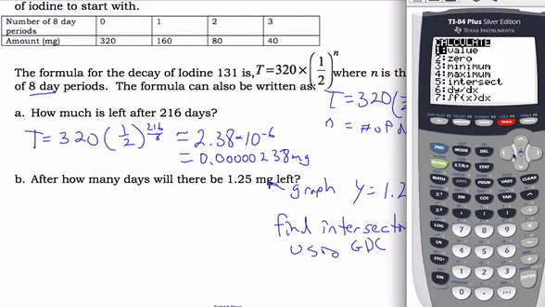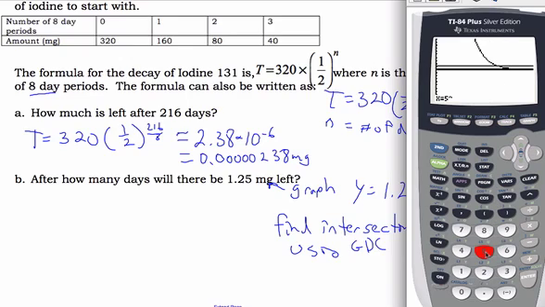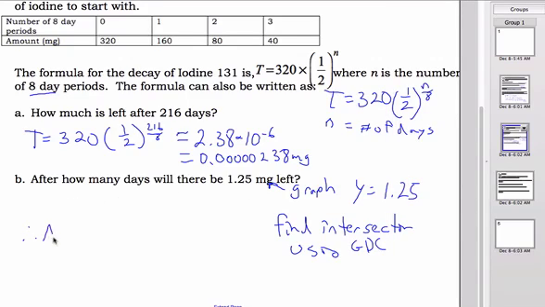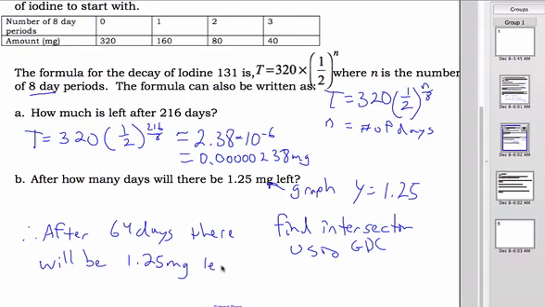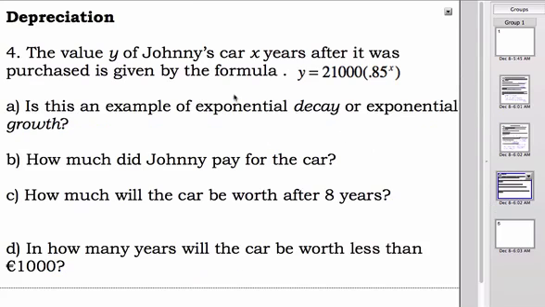So I go to second function, calc here, and go to intersect as number 5. Press enter on the first curve, press enter on the second one. My guess is pretty close to where they intersect. And I get x equals 64. Okay, so after 64 days, there will be 1.25 left. So after 64 days, there will be 1.25 milligrams left.